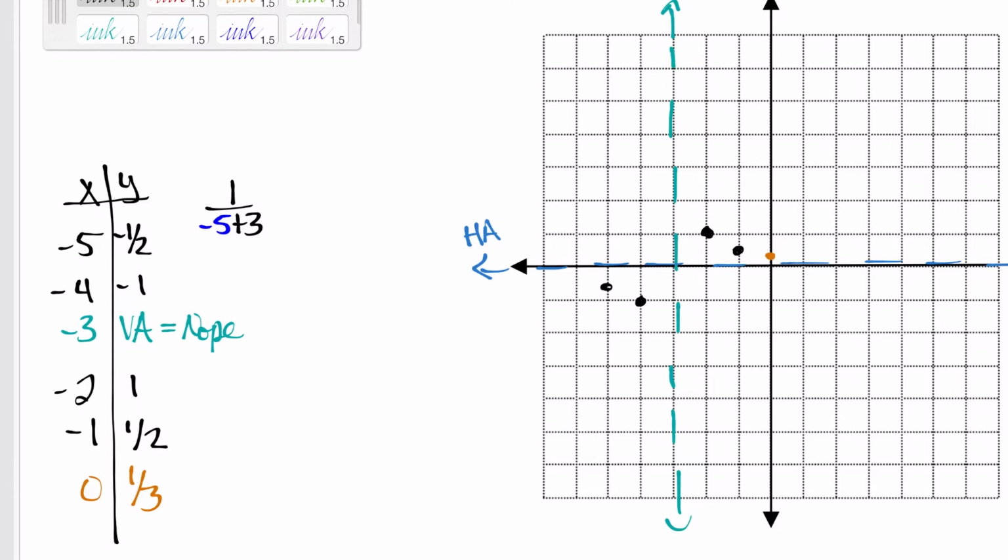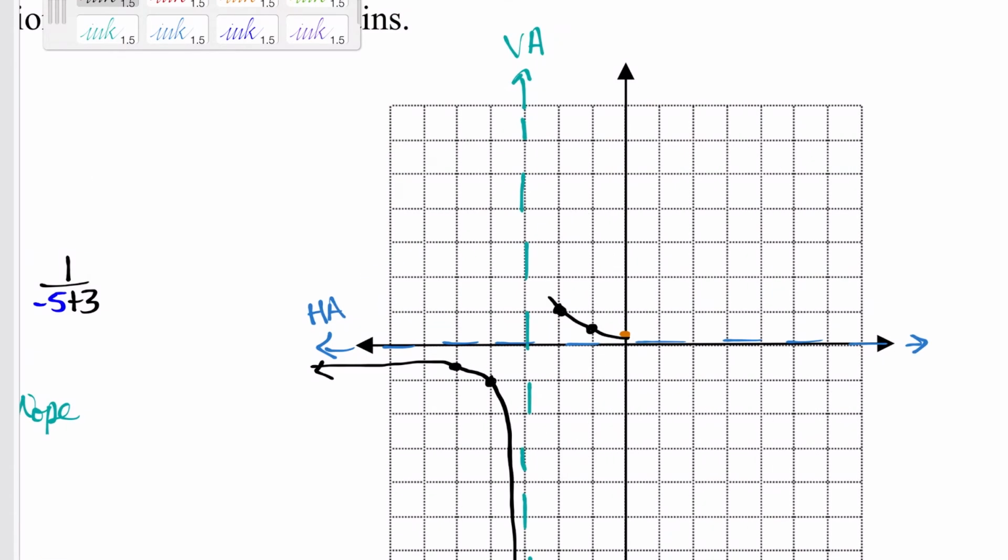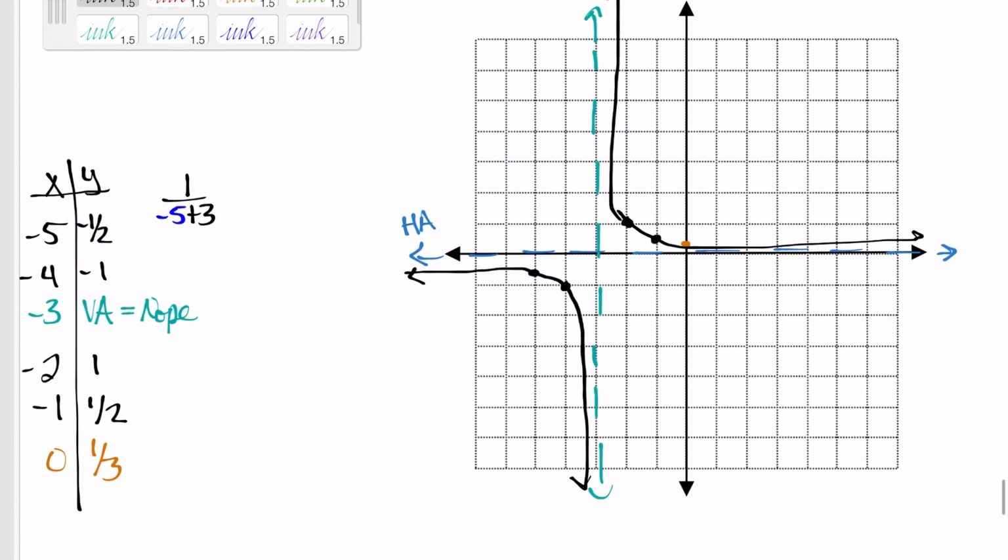So then here, if I'm reading left to right, I would be going through these points and down. And same with these, I would be going through and down for these points, which means I'm coming from above. Again, we're going along those asymptotes, but try really, really hard not to touch them.